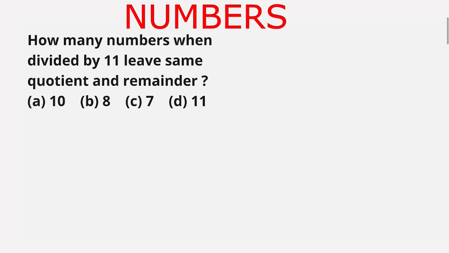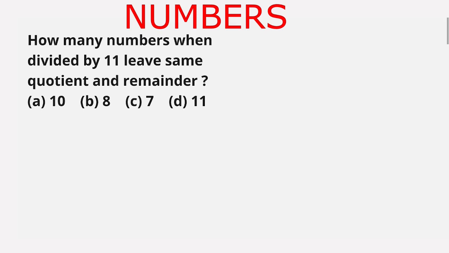If the quotient is 0, then the dividend will be less than 11, then only the quotient will be 0. Therefore, we cannot count 0 and 11, and other than 0 and 11, there will be 10 such numbers which have same quotient and remainder.